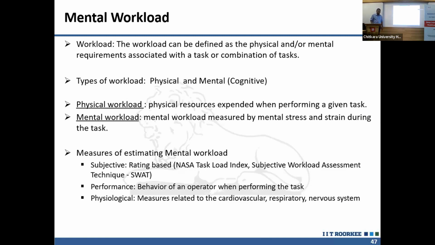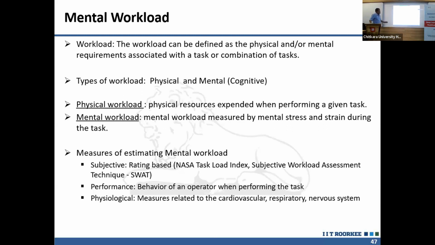So how can we analyze mental workload? Hello, is it okay, all of you? Any problem anywhere? If you do not understand, please interrupt. I can repeat. Is it okay?